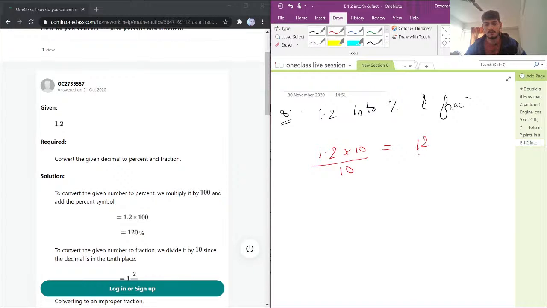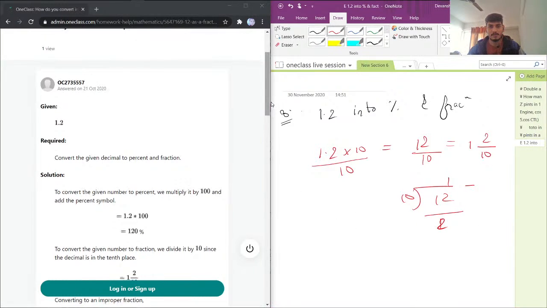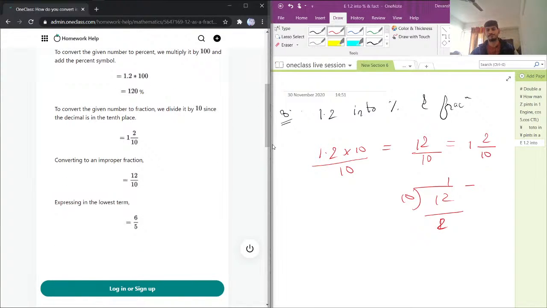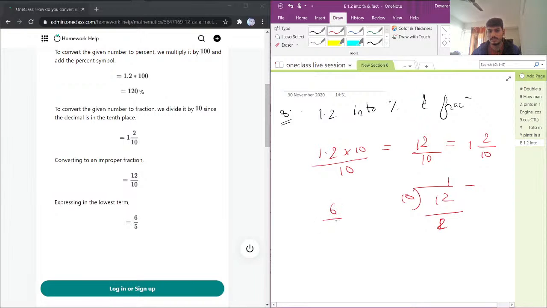This will be 12 by 10. 12 by 10 can be written in terms of a mixed fraction as 1 and 2 by 10. We can simplify further, so I can divide numerator and denominator by 2. So I can get 6 over 5 also.